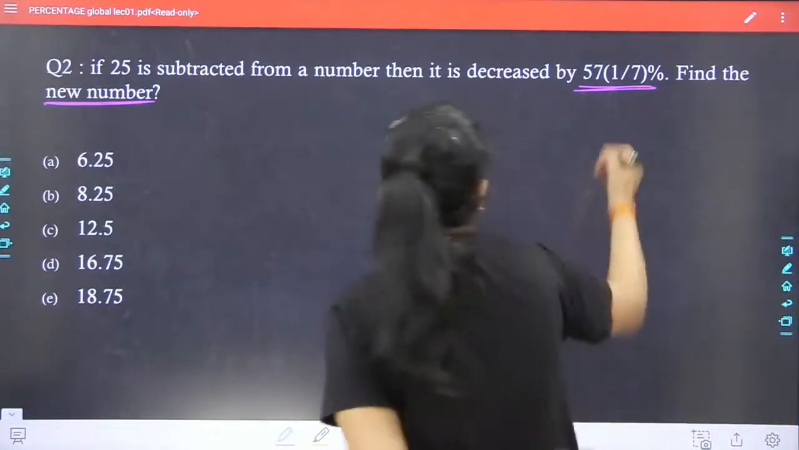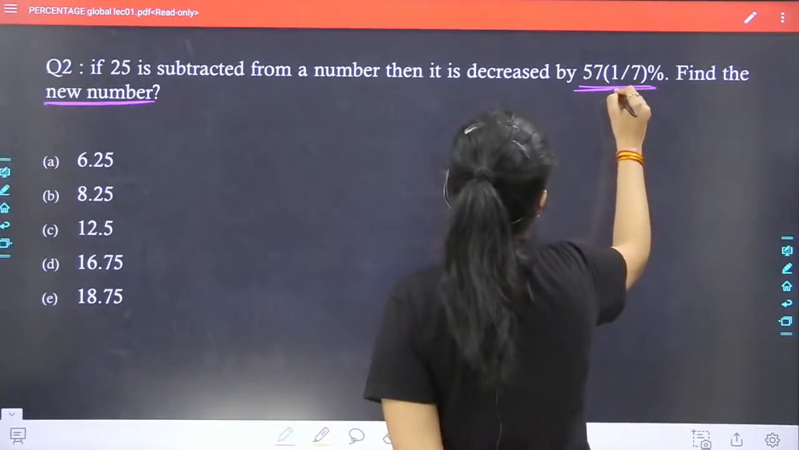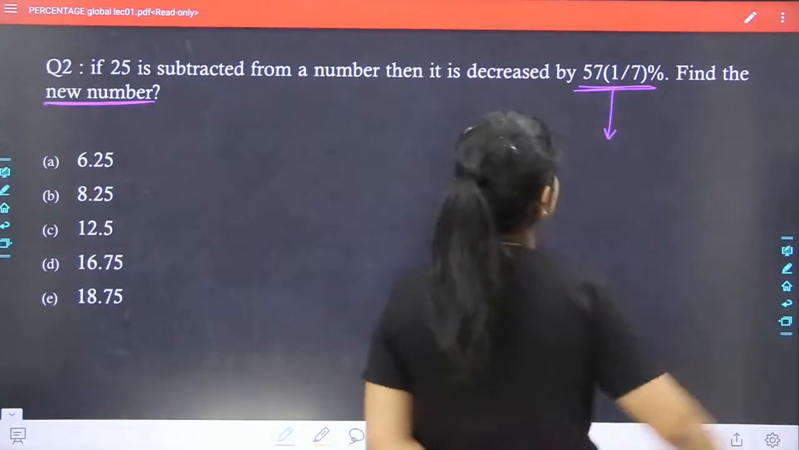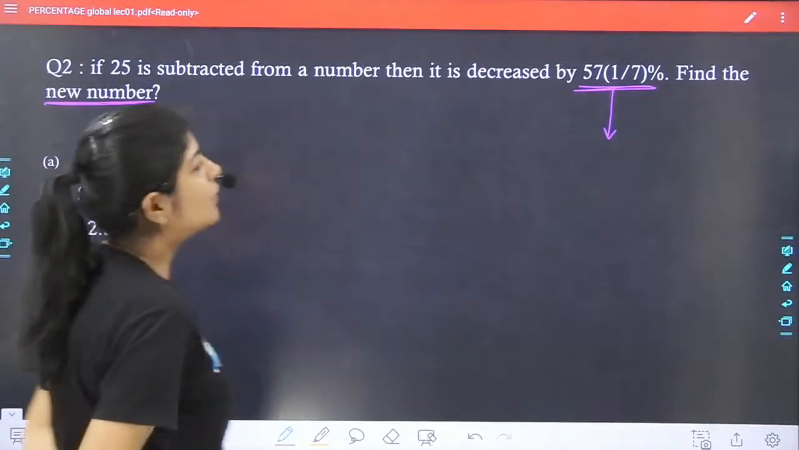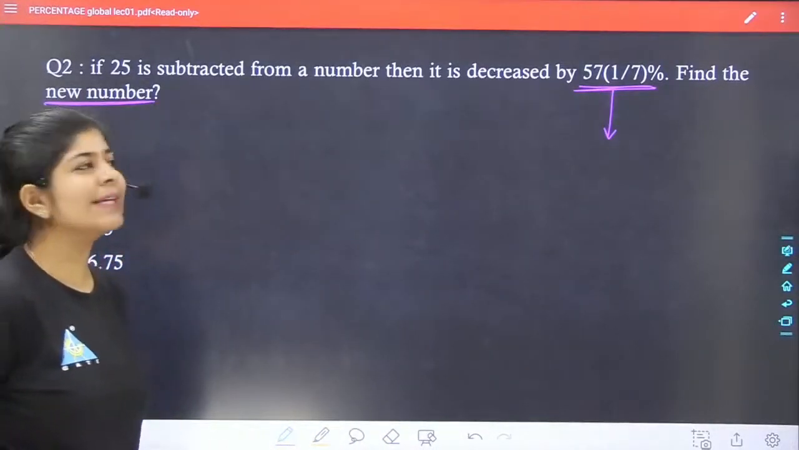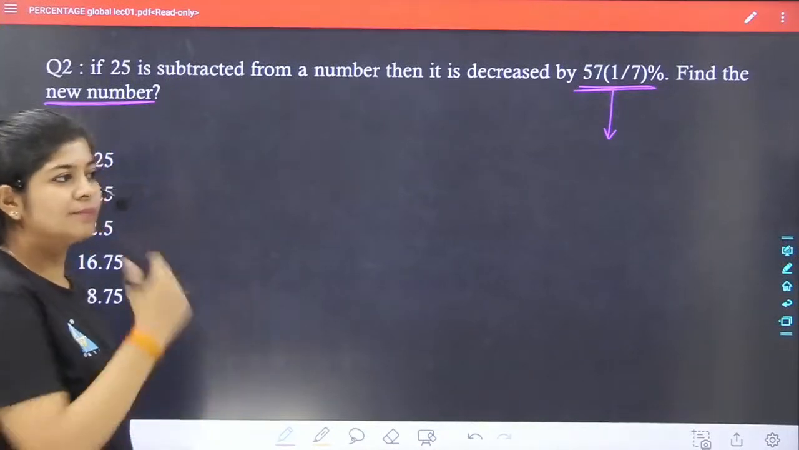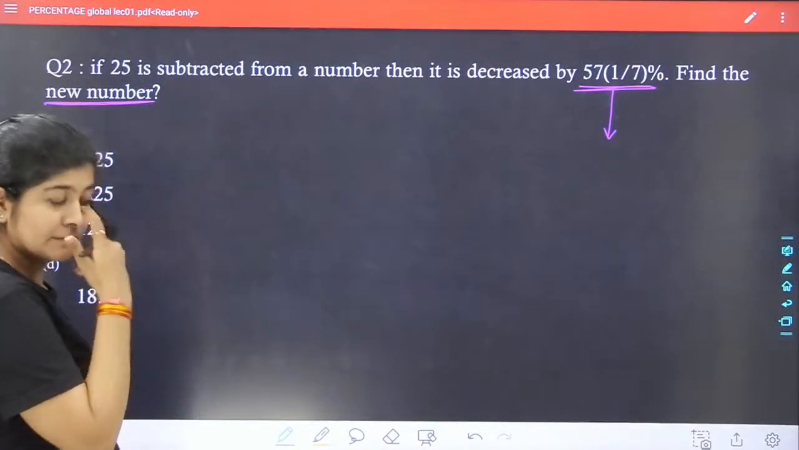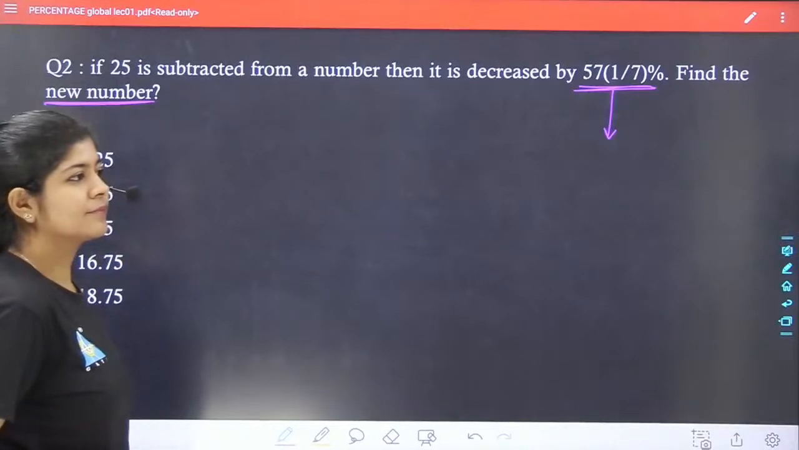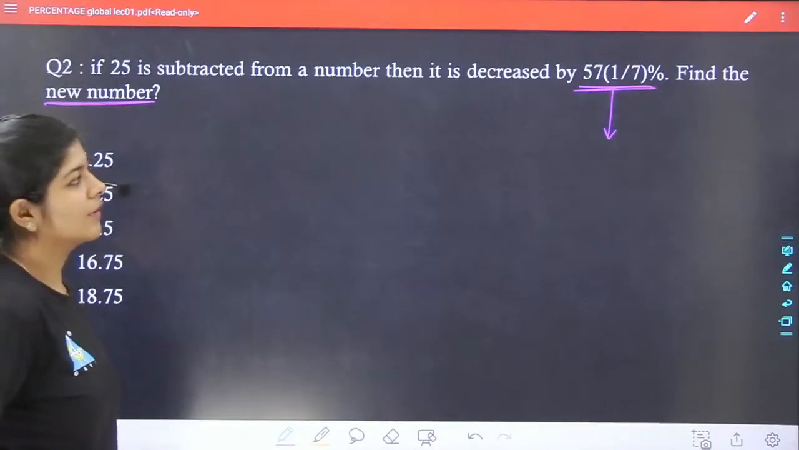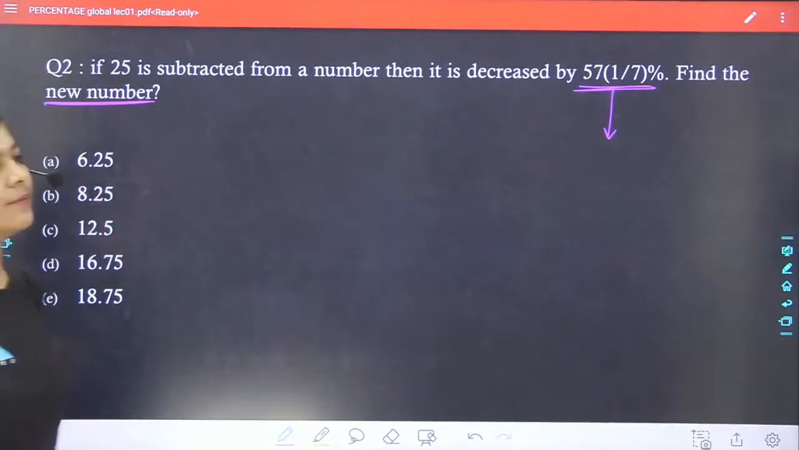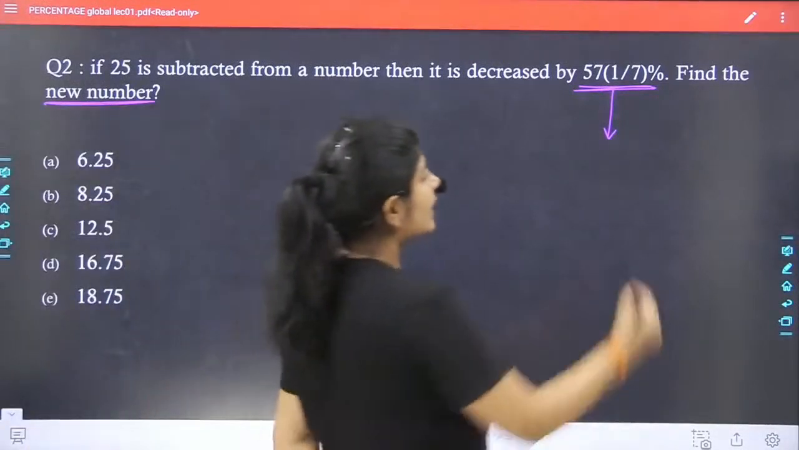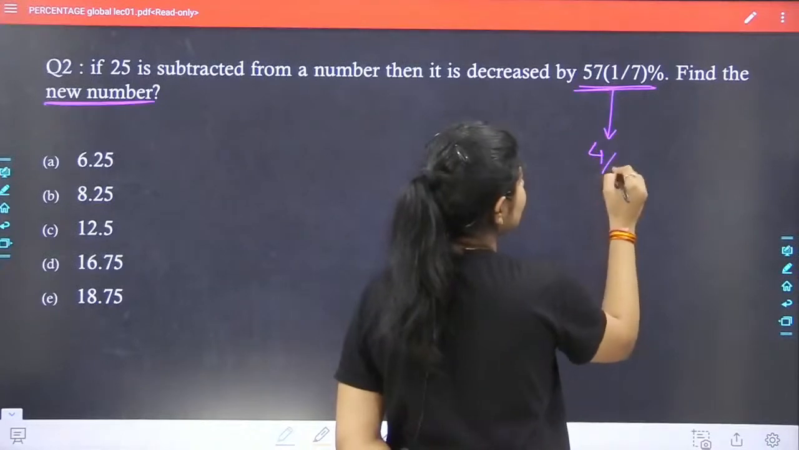Okay, how do I write 57 1 by 7% into fraction? A very good evening. How do I write 57 1 by 7% into fraction? It is equal to 4 by 7.